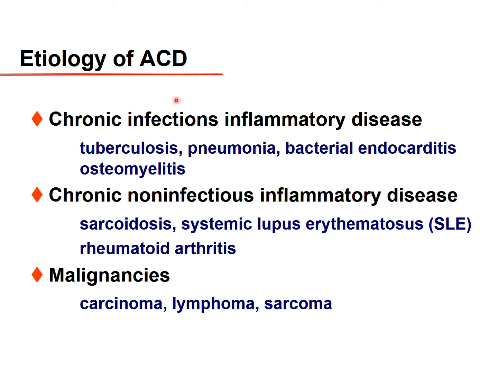Now, etiology. Of course, infectious diseases, especially chronic infectious inflammatory diseases such as tuberculosis or pneumonia or bacterial endocarditis or osteomyelitis, can cause this. Or chronic non-infectious inflammatory disease such as sarcoidosis or some autoimmune disorders such as SLE or rheumatoid arthritis. But malignancies such as carcinoma, lymphoma, or sarcoma can also be associated with anemia.